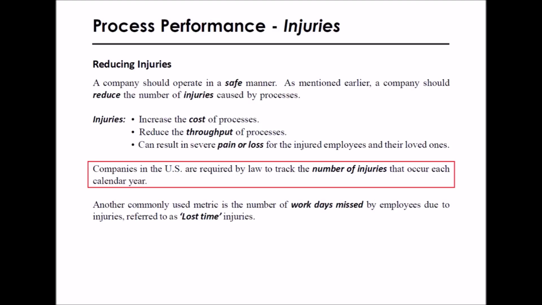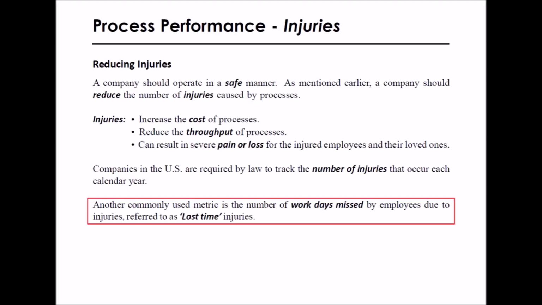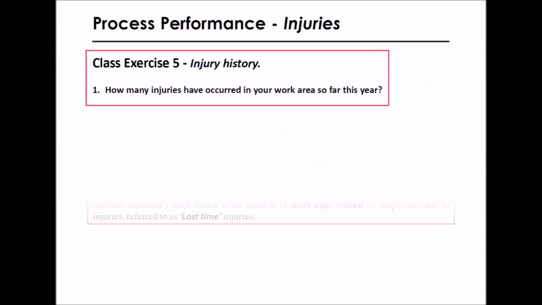Companies in the U.S. are required by law to track the number of injuries that occur each calendar year using an OSHA log. Another commonly used measurement is the number of workdays missed by employees due to injuries, referred to as lost time injuries. For Class Exercise 5, present the injury data to the operators: a list of injuries from the previous 12 months, including the date of each injury and a description of each injury. And let the operators answer question 1.